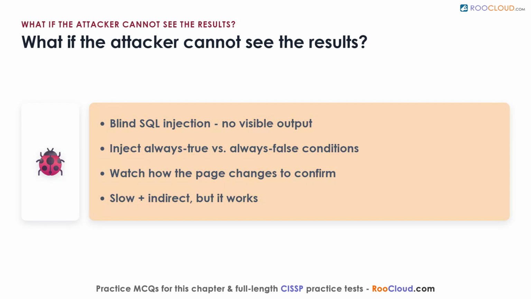What happens when the attacker cannot see the results? Many vulnerable apps never show the query output, but that does not make them safe. Attackers turn to blind SQL injection, and the first flavor is content-based. Here, the attacker injects a condition that is always true, then one that is always false, and simply watches how the page changes. A true condition returns the normal record, a false one returns nothing, and that difference alone confirms the flaw is real. It is slow and indirect, but it works. Imagine probing a locked room by asking yes or no questions and reading the guard's reactions.